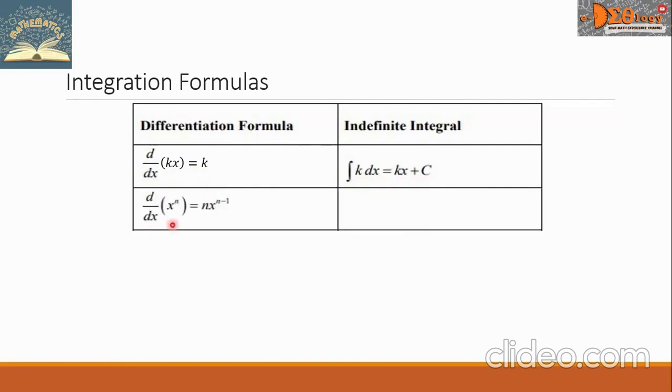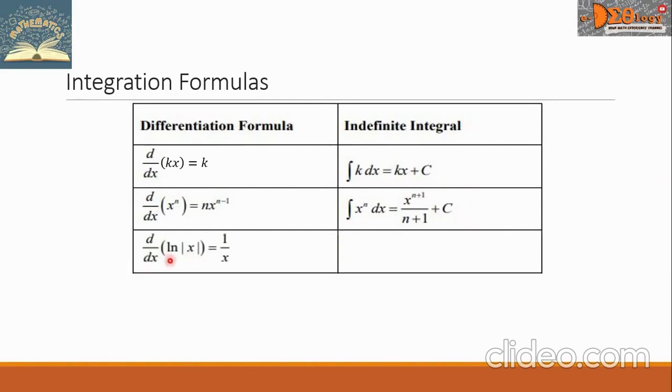The derivative of x raised to n equals n times x raised to the power n minus 1. This is what we call the power rule of derivative. Now, we have the integral of x raised to n dx. This is equal to x raised to the power n plus 1 all over the denominator n plus 1, then plus c. This is now called the power rule of integral.